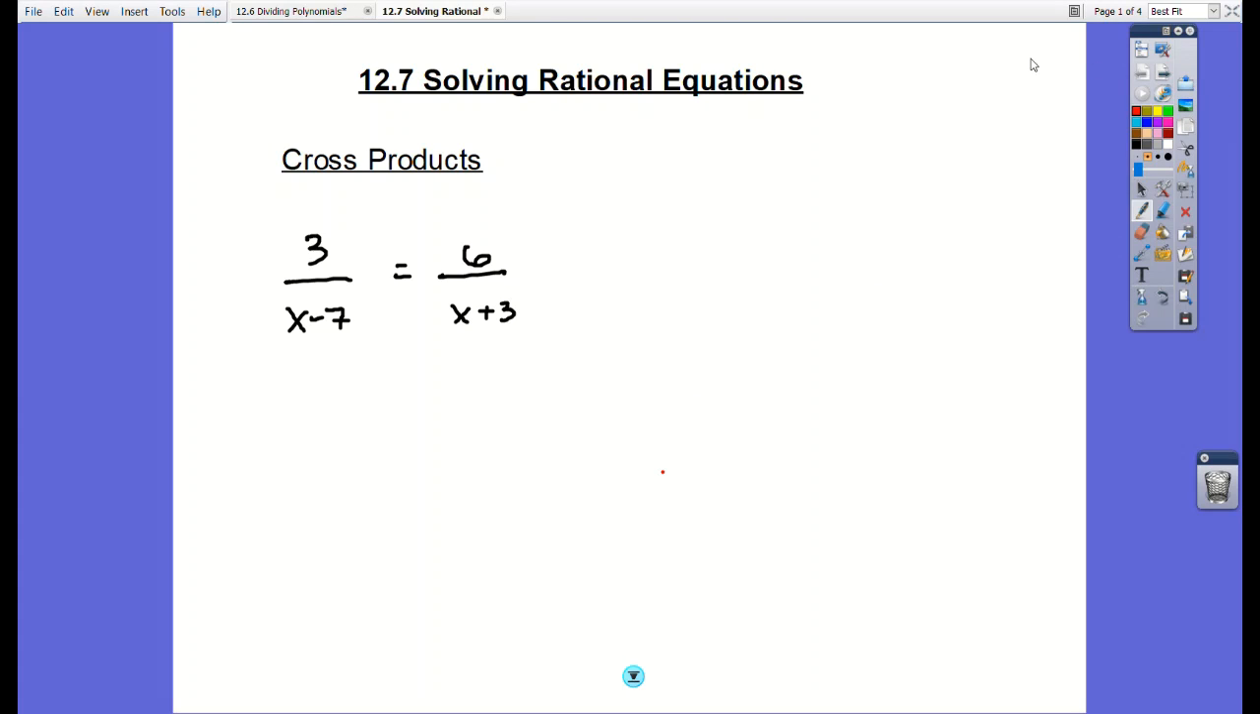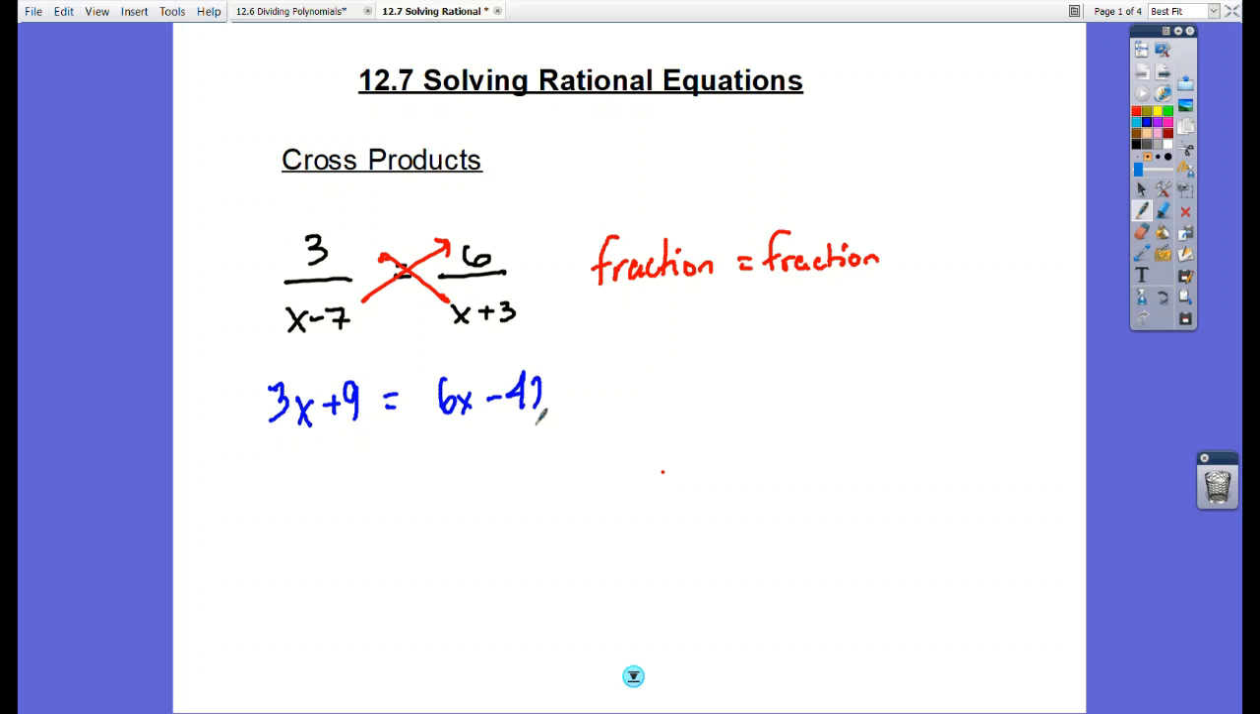So with a rational equation like this, although it's better to think of it as a proportion, anytime you have a fraction equal to a fraction, you can just simply multiply. So when we cross multiply, right, we just multiply each denominator with the opposite numerator and we distribute, we get 3x plus 9 equals 6x minus 42.